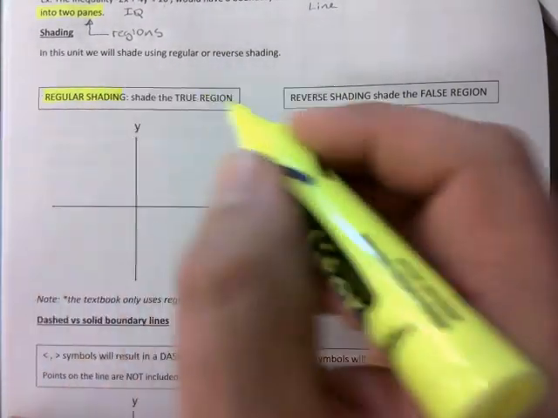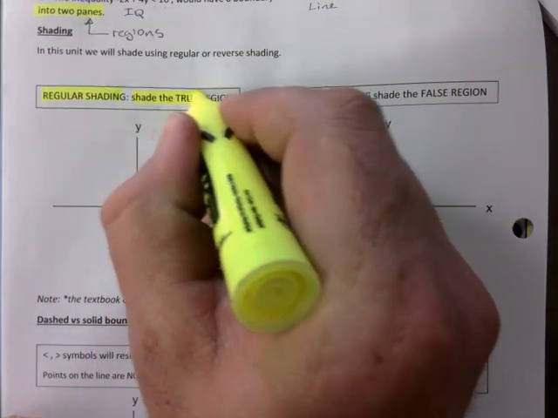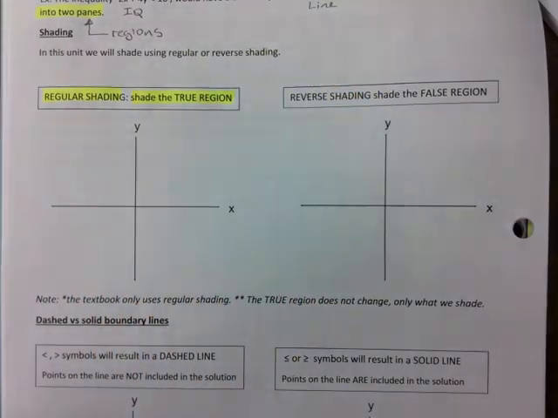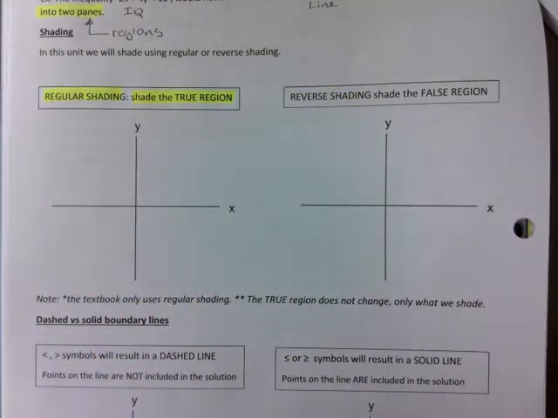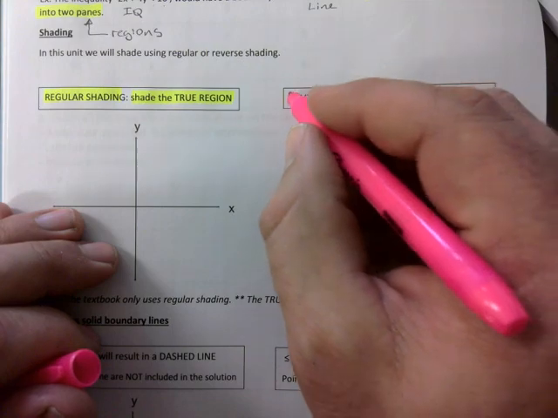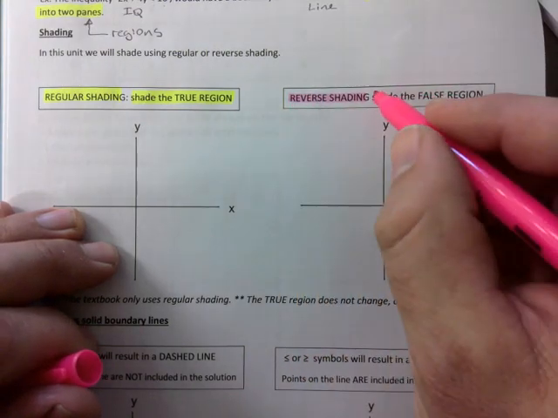When it's regular shading, we shade the true region. Whereas, if it is reverse shading, we shade the false region. And this is what I mean by that.